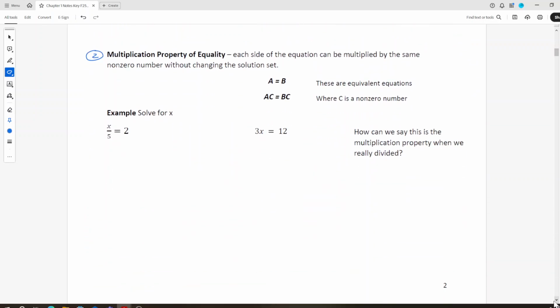So I already gave away the punchline for this guy, but this one's called the multiplication property of equality, and it states that you're allowed to multiply whatever you want on one side of the equation as long as you also multiply the other side by it as well.